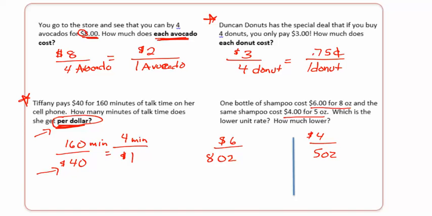I want to know how much this is for 1 ounce, and how much this one is for 1 ounce. So I'm going to do 6 divided by 8, and that ends up being 75 cents per ounce. Then over here, $4 divided by 5 comes up 0.8, and since we're dealing with money, we have to finish out another spot, so that would be 80 cents. Which one is the lower price? This one is the lower price because it is cheaper per ounce.